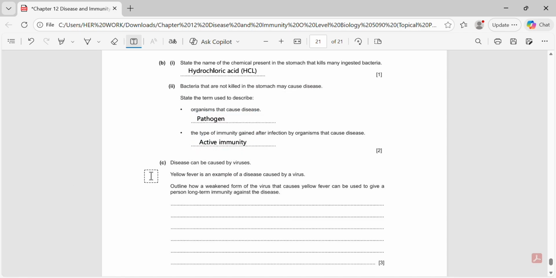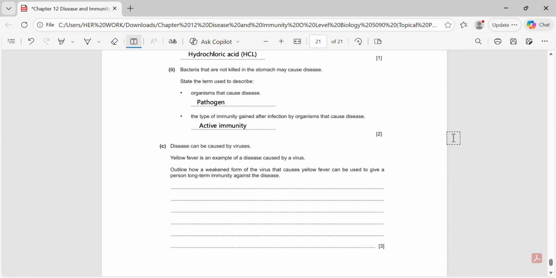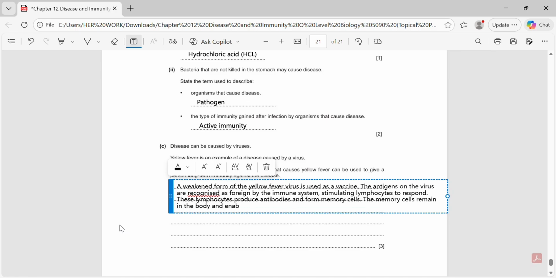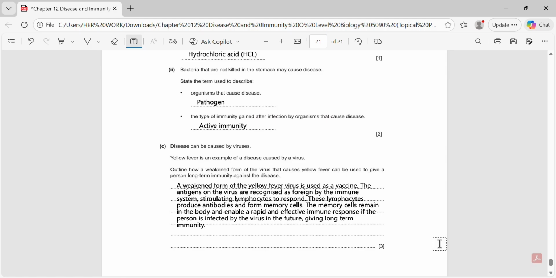In the following part, the question states, disease can be caused by viruses. Yellow fever is an example of a disease caused by a virus. Outline how a weakened form of the virus that causes yellow fever can be used to give a person long-term immunity against the disease. The answer we will write is, a weakened form of the yellow fever virus is used as a vaccine. The antigens on the virus are recognized as foreign by the immune system, stimulating lymphocytes to respond. These lymphocytes produce antibodies and form memory cells. The memory cells remain in the body and enable a rapid and effective immune response if the person is infected by the virus in the future, giving long-term immunity.